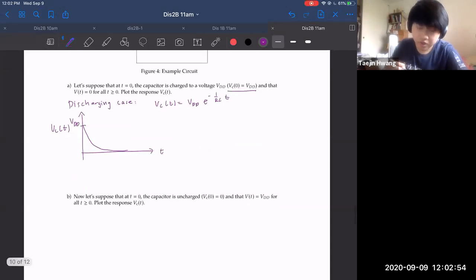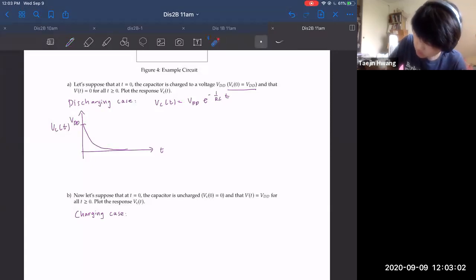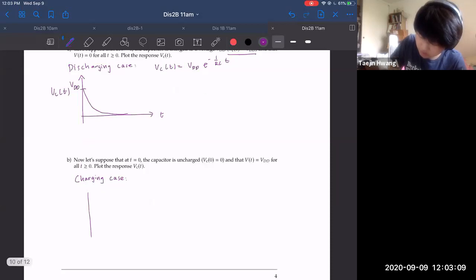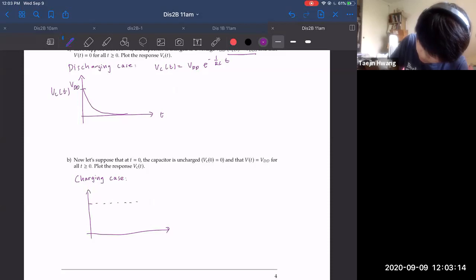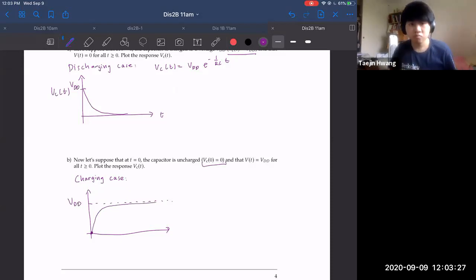And in the charging case, this was when we were initially uncharged and we're attaching a voltage source here and we're charging up this capacitor. We would get the opposite shape where we have some asymptote at VDD. We start at 0 because we're initially uncharged, and we're going to rise up to VDD. So those are the main takeaways from this problem.